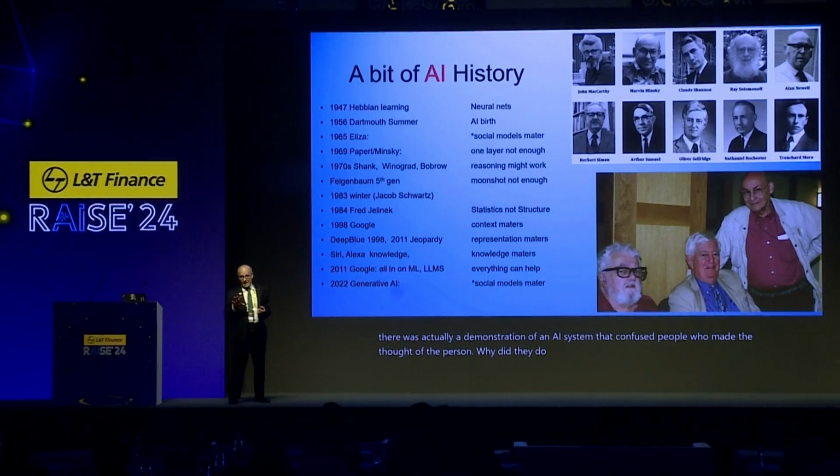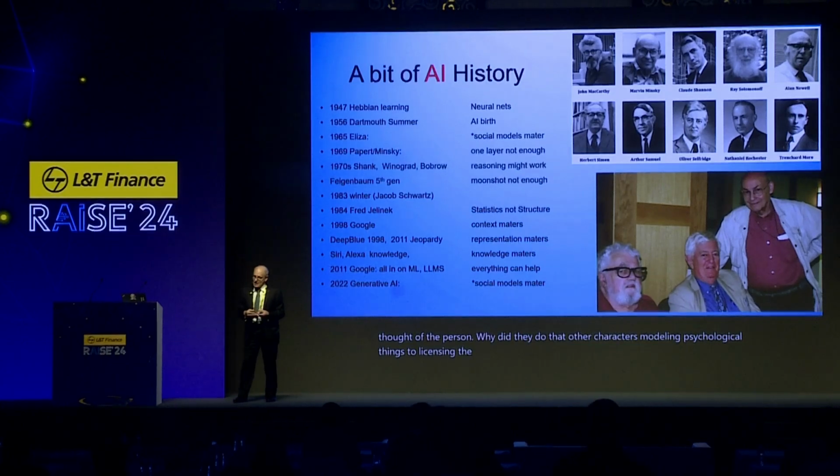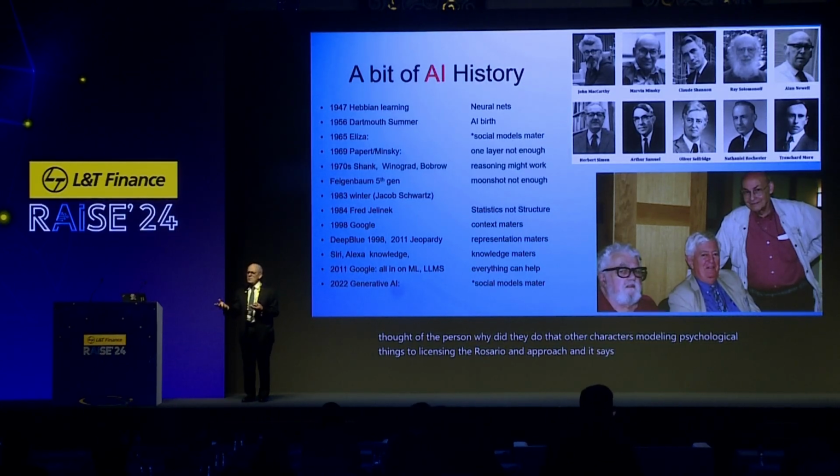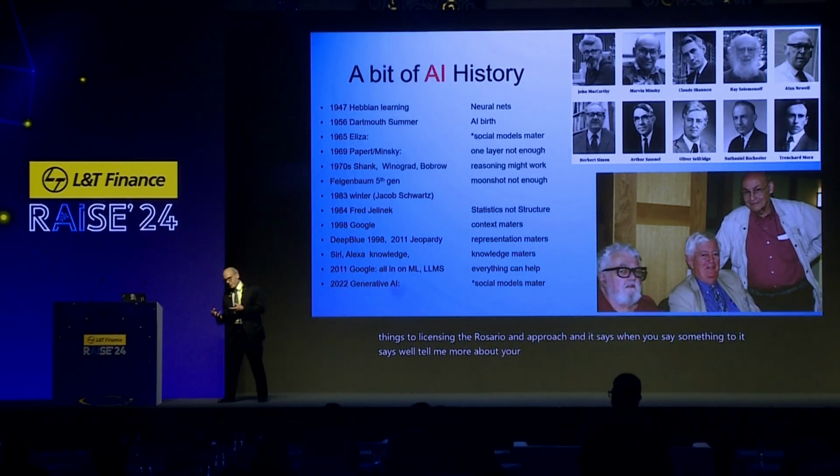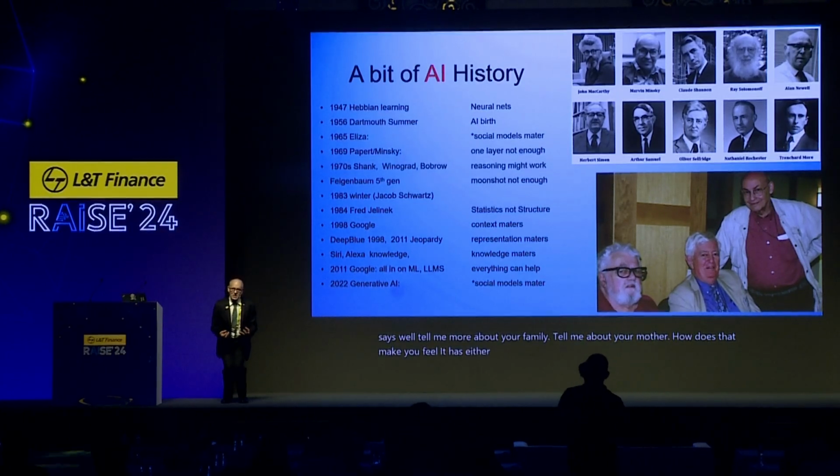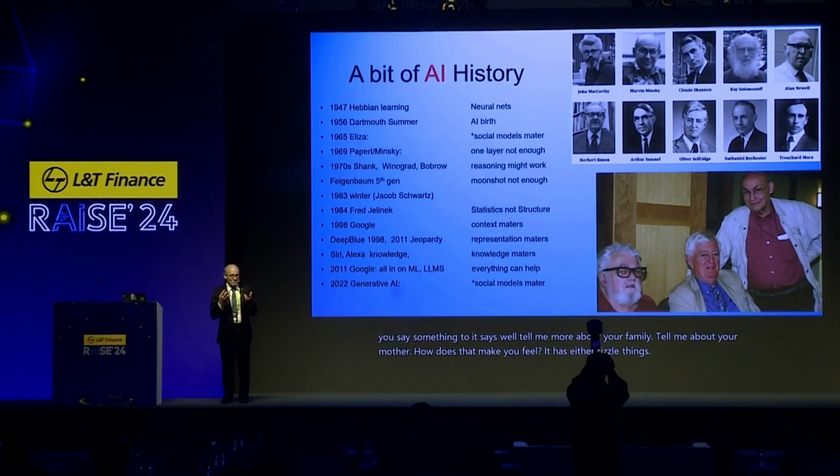Well, there were other AI systems modeling psychological things. ELIZA used a Rogerian approach. You say something to it, and it says, well, tell me more about your family. Tell me about your mother. How does that make you feel? It had some very simple things, but they're all soliciting some social response from people. And it's that social response from people that made it so exciting.